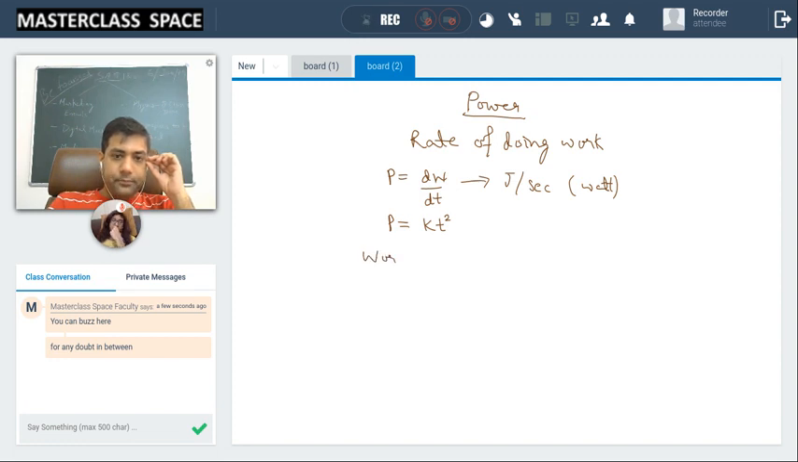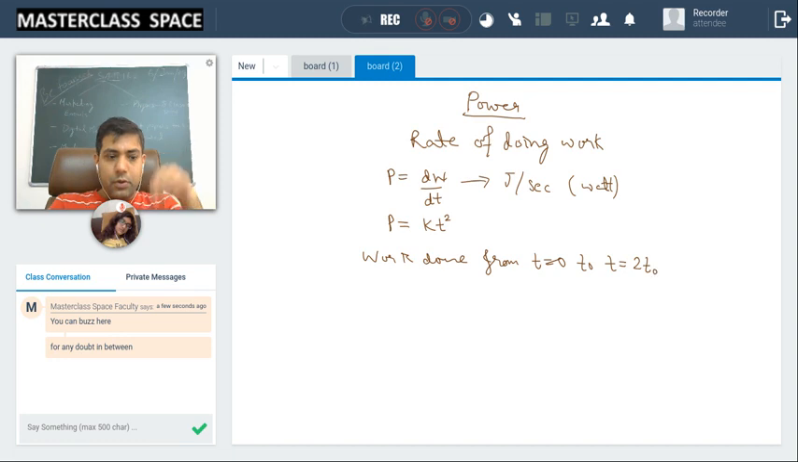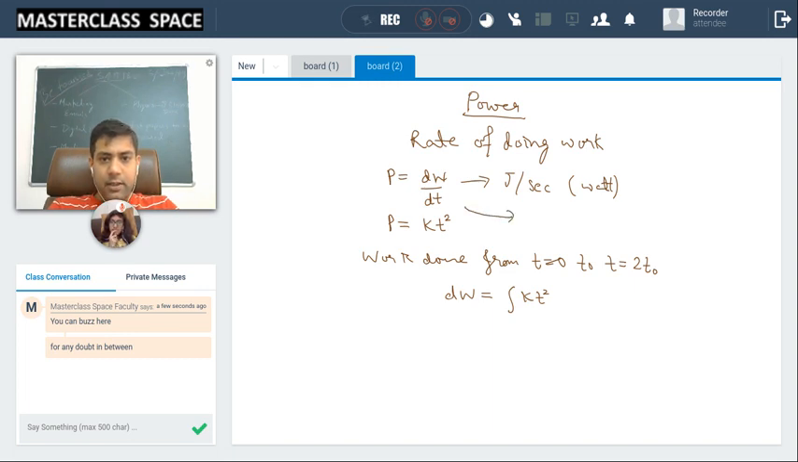Work done from t equal to 0 to t equal to 2t naught. dW is going to be equal to the integral of kt square. dW is going to be equal to P dt. From here I can write dW equal to P dt.